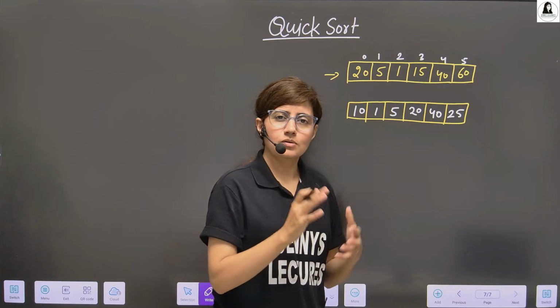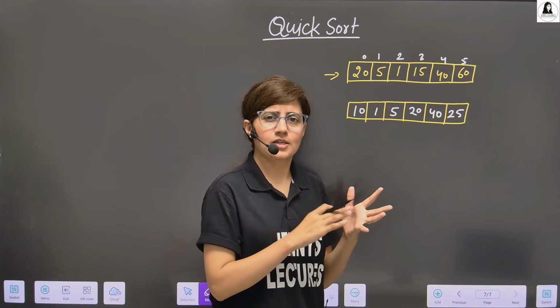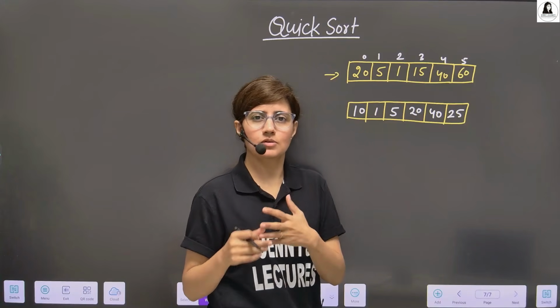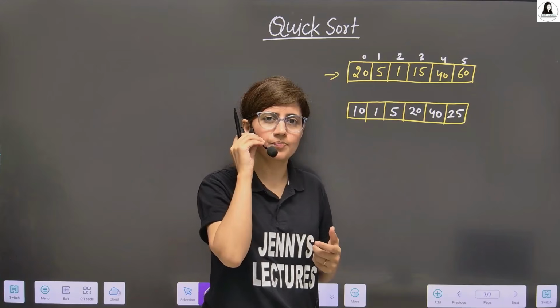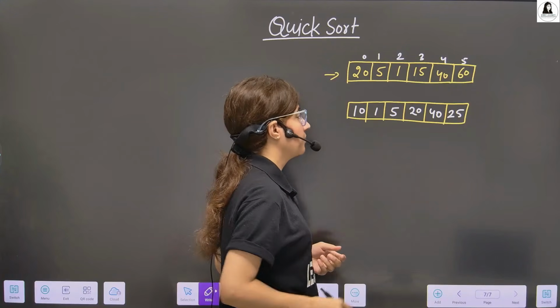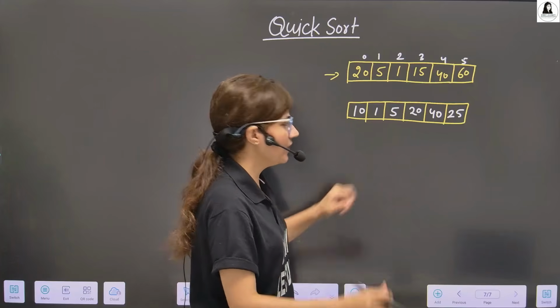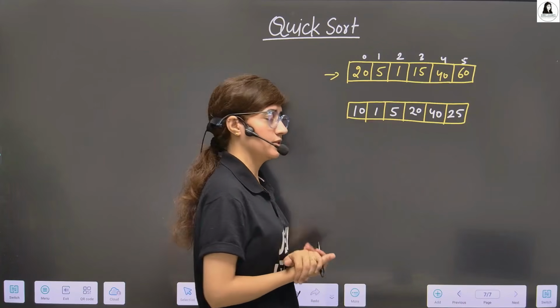So we have discussed all the simple types of sorting algorithms: bubble, selection, insertion. Now let's see some efficient sorting: quick, merge, heap. Heap we have already seen. So let's see what quick sort is, how it works, and why this one is good. We will also analyze its time and space complexity.